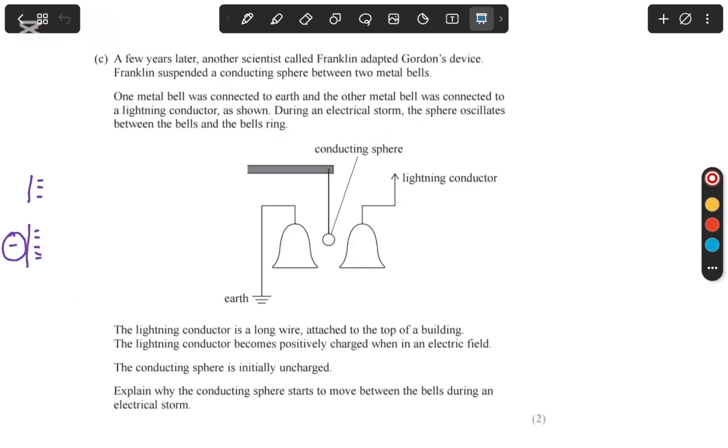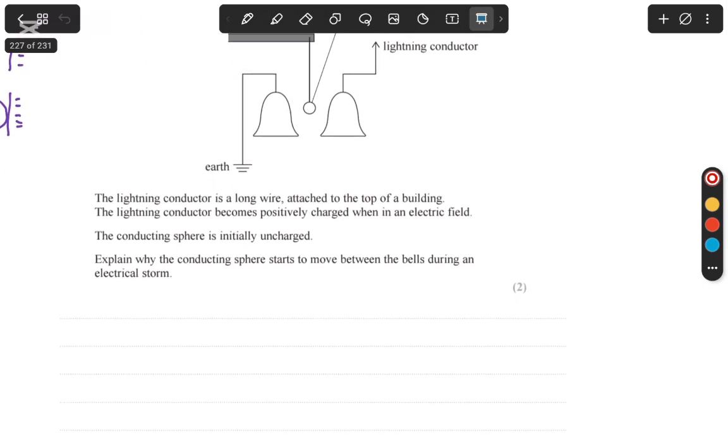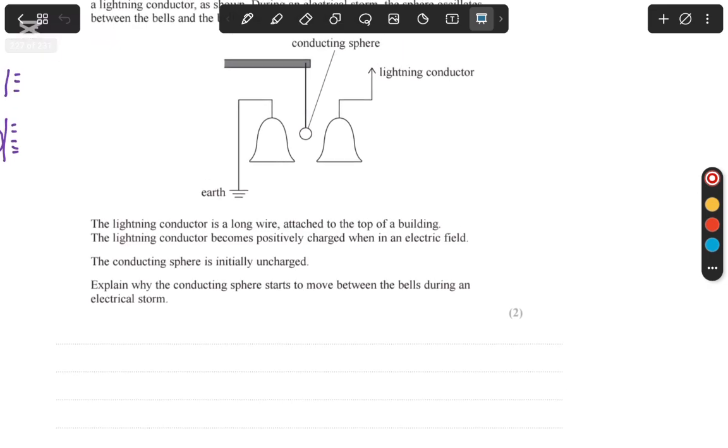Next question, it says, a few years later, another scientist called Franklin adapted Gordon's device. Franklin suspended a conducting sphere between two metal bells. One metal bell was connected to Earth, and the other metal bell was connected to a lightning conductor, as shown. During an electrical storm, the sphere oscillates between the bells and the bells ring. The lightning conductor is a long wire attached to the top of a building. The lightning conductor becomes positively charged when in an electric field. The conducting sphere is initially uncharged. Explain why the conducting sphere starts to move between the bells during an electrical storm.